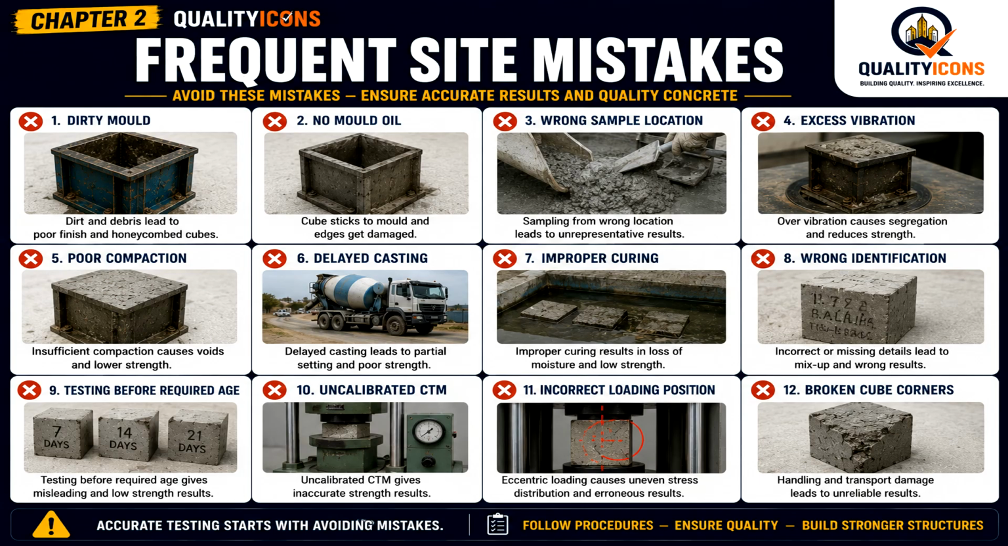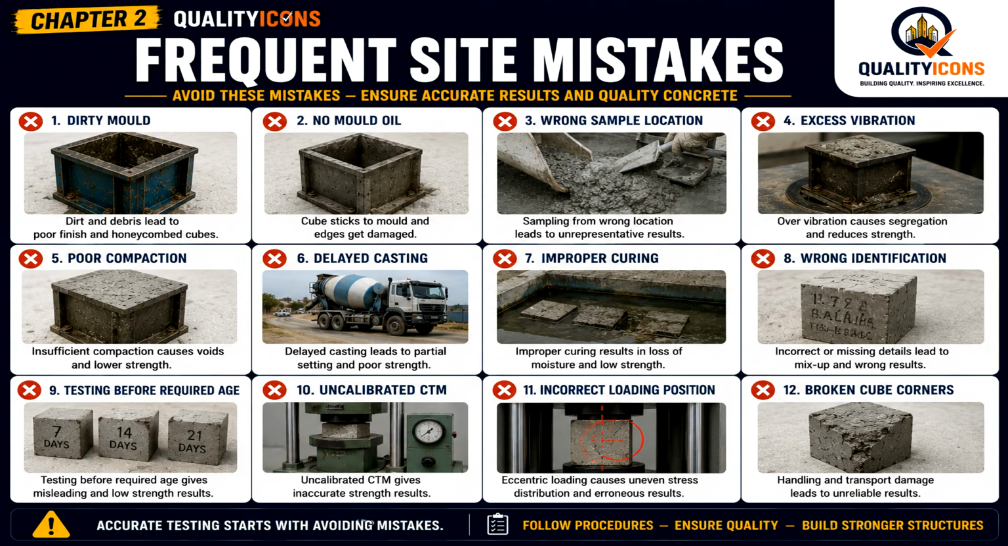Delayed casting means all mixed concrete should be put together within 3 hours, that is, from the batch start to completion of the end pour. Improper curing, wrong identification, incorrect or missing details lead to mix-ups and wrong results. This is a very important point in laboratory maintenance.